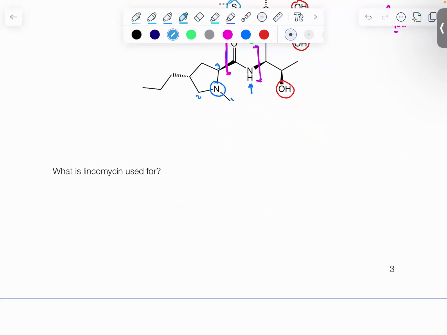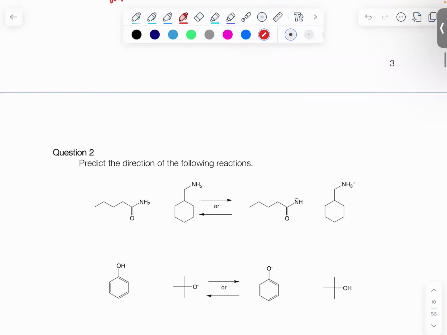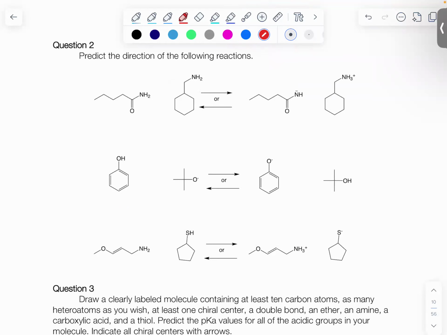And so we have another question where you would look this up. Lincomycin is an antibiotic. I don't know where my text went. Okay. So, question 2. Predict the direction of the following reactions.